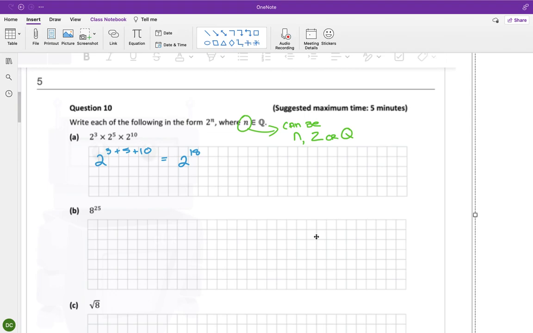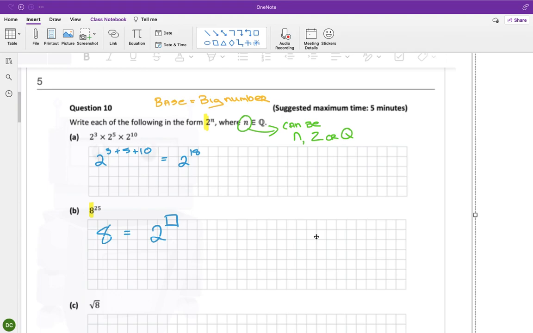The second one then, 8 to the 25. So the issue with that one is the base number. So the base number is the big number. Yeah, the little number is the power. So the base number needs to be 2. And in that part B there, it isn't 2. So I'm going to make it 2. So basically, I want to know what is 8 as a power of 2. Because that's what I need.